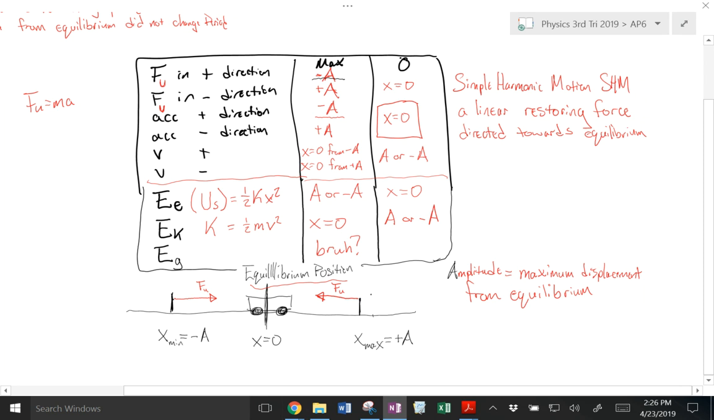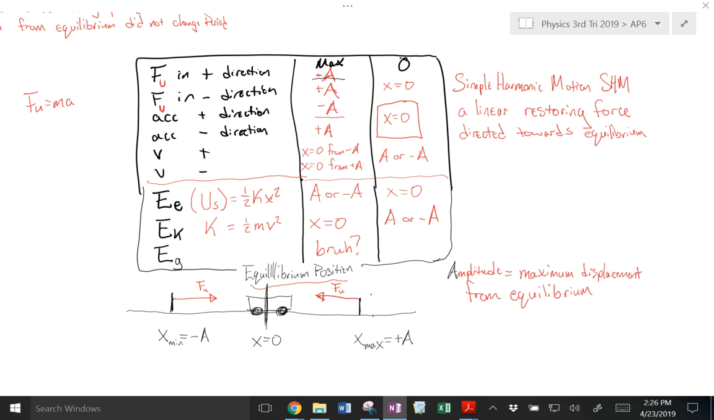So note the things that go together. Unbalanced force and acceleration, those are in sync with each other. They're at the maximum at the same point. They're at 0 at the same point. Same is true for the EE. EE is at a maximum where the acceleration and the FU are at a maximum. EK is going with velocity.